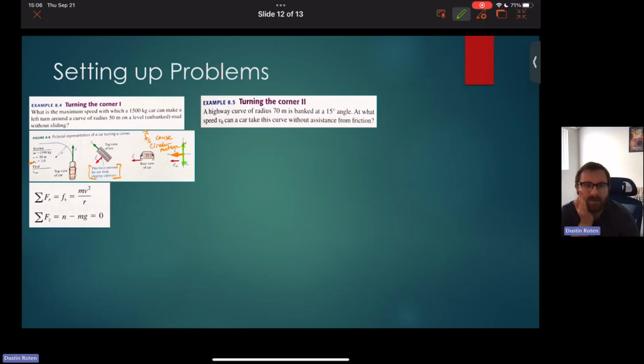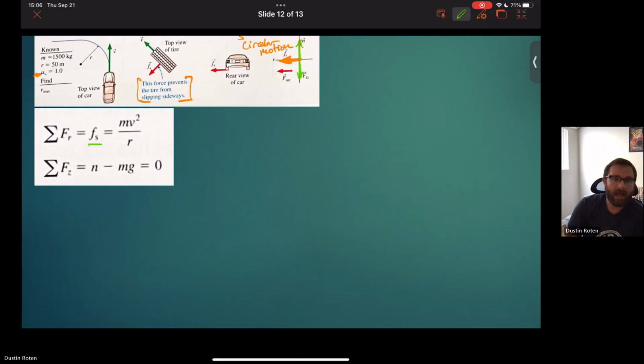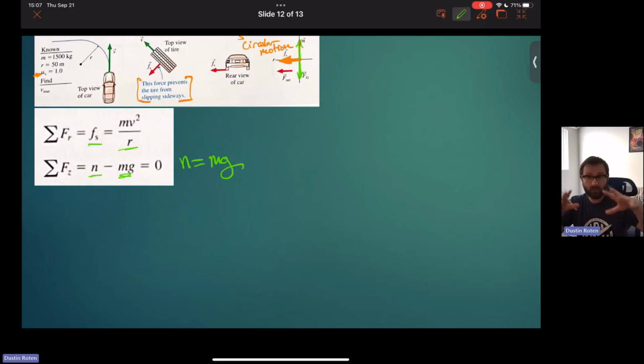All right, now when we add this up, we can add up everything in the radial direction. Well, that's just our friction. That's the only force, and we know that force has to equal mv squared over r. And then in the z direction, the up-down direction, we have just the difference between the normal force and our weight. We know that equals 0 because the car is not moving up or down. So we could simplify this to just say, like normal, no weird ramps or anything, the normal force is just equal to the weight of the object.